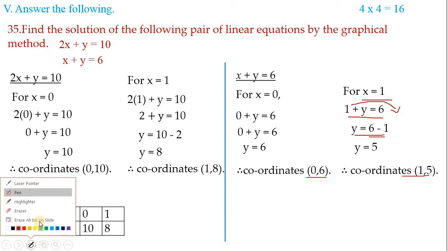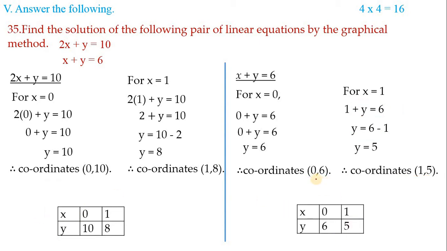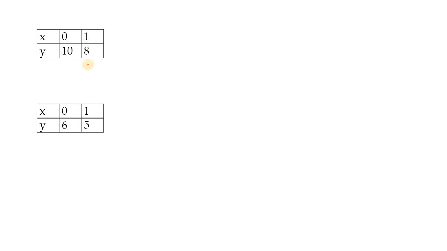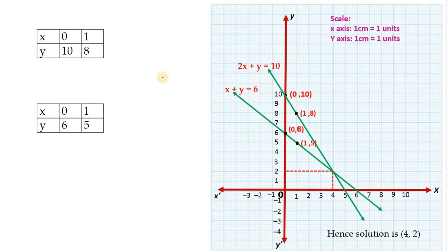Now let us prepare a table. So this is the table. When x value is substituted 0, I got 6. Therefore write 0 here and 6 right here. So when I substituted x value 1, y value I have got 5. Hence write 1 here and 5 here. Now tables are ready. Now we have to plot the graph. First let me take out both the tables. I have taken here both the tables. Now let me draw the graph.